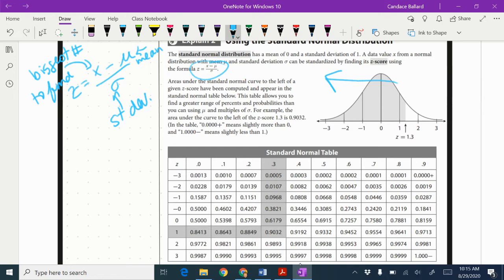For example, the area under the curve to the left of the z-score 1.3. If we're going to try to find 1.3 in here, the number to the left of the decimal point is always here, so it would go to 1. And then the number to the right of the decimal point is always across the top. So I go there, and then I run that down, and I find that the probability is 0.9032. And again, if I had to do percent, I could just move the decimal place 2 to the right.